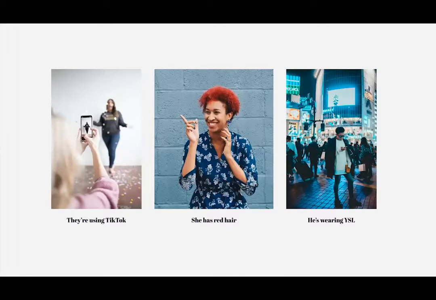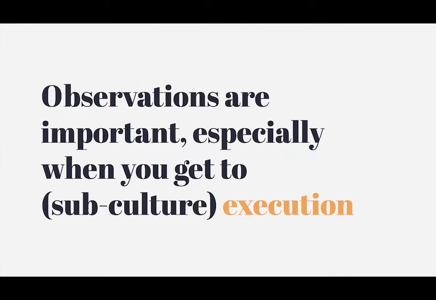Now, here's a couple of examples of observations. They're using TikTok. She has red hair. He's wearing Yves Saint Laurent. These are all just the observations of what you can see on the surface of an individual or in an environment. Now, observations are super important, especially when you get to, I would say, cultural and subcultural execution.